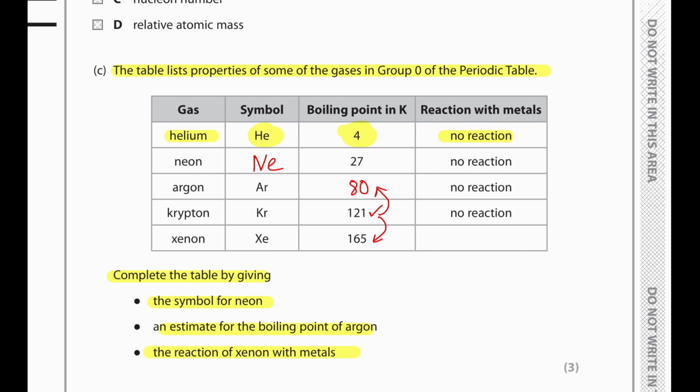Then xenon, Xe, boiling point 165, and we know that xenon is in group 0 in the periodic table. It is a noble gas, and thereby it will have no reaction with a metal.